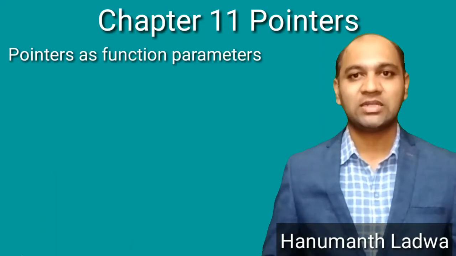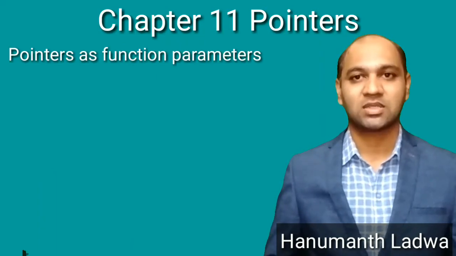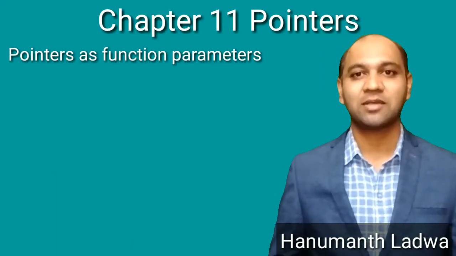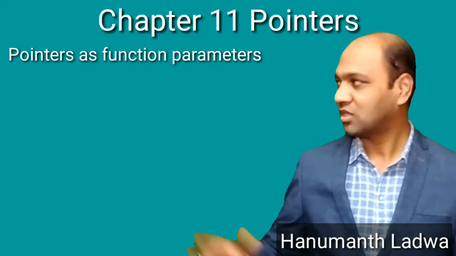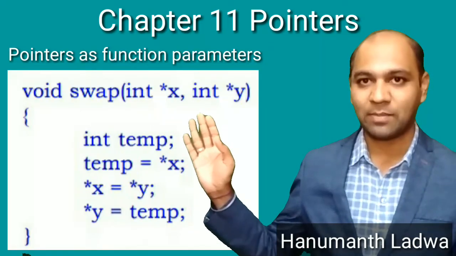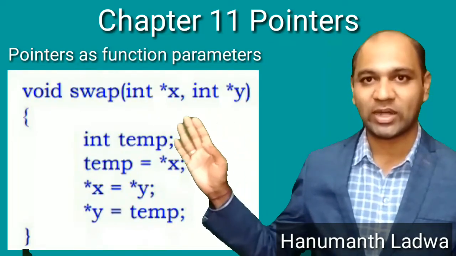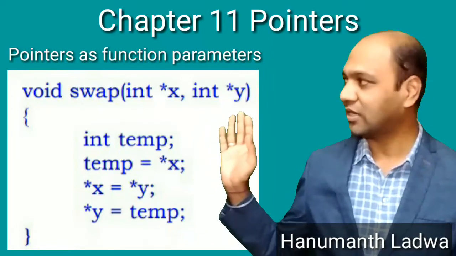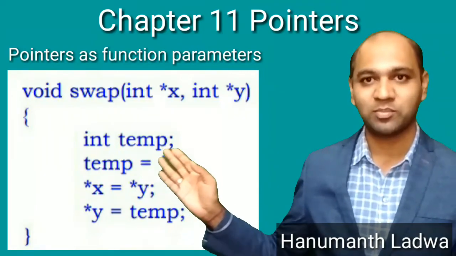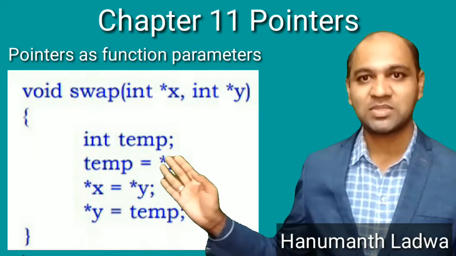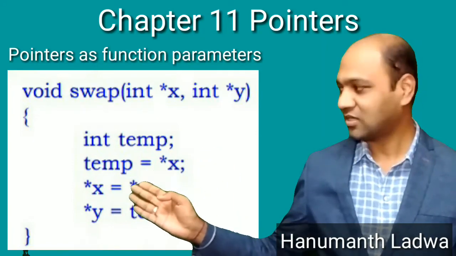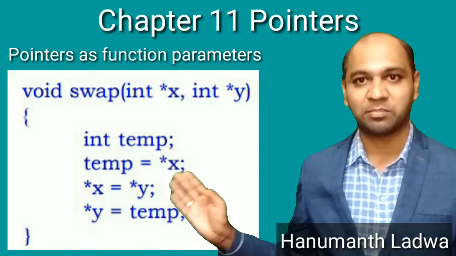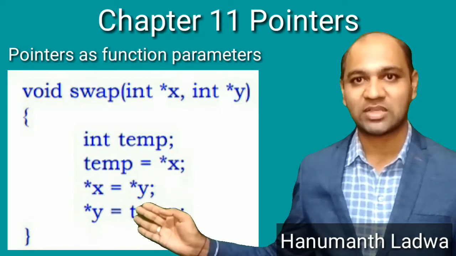Now we'll study pointers as function parameters. So here pointers can be passed as a parameter to a function. Here you can take the example of swapping two numbers. Here we'll write void swap, and inside the round braces we're going to write int *x, int *y, curly open brace, int temp is equal to *x, and *x is equal to *y, and *y is equal to temp, and then curly closing brace.